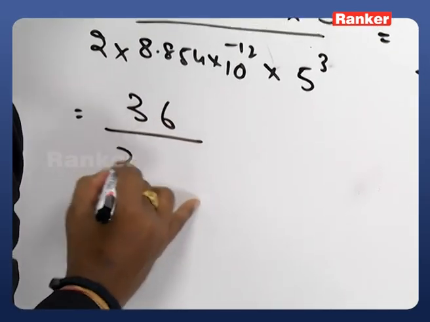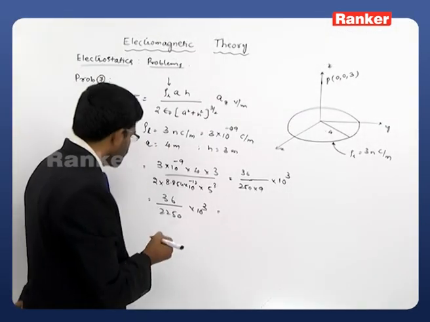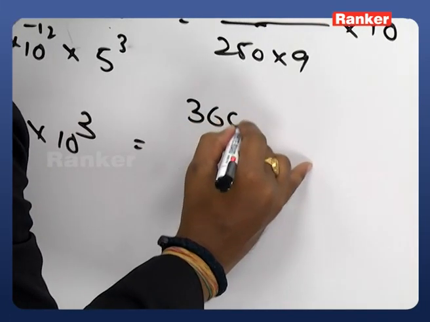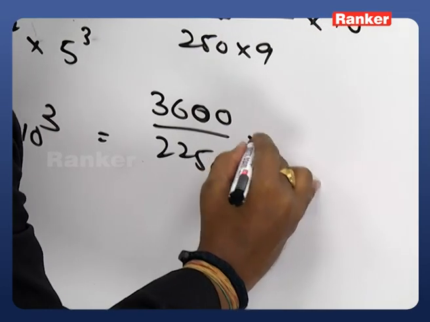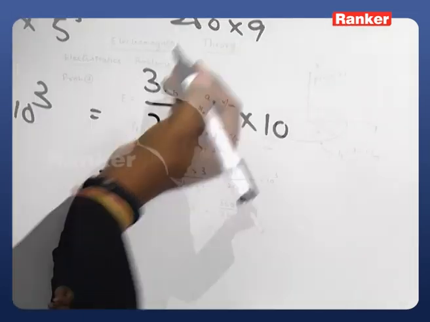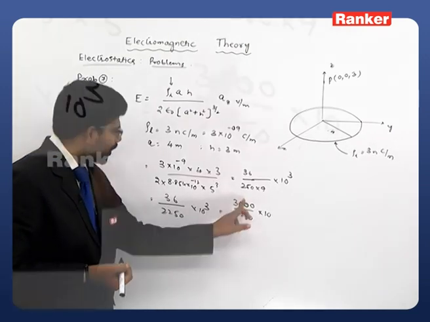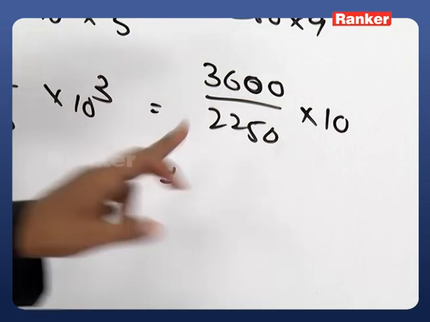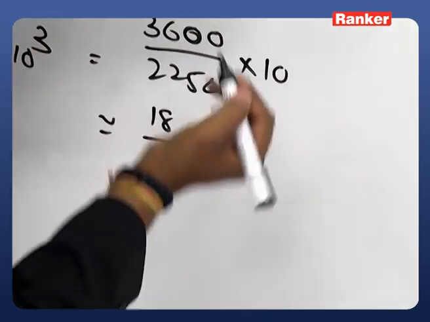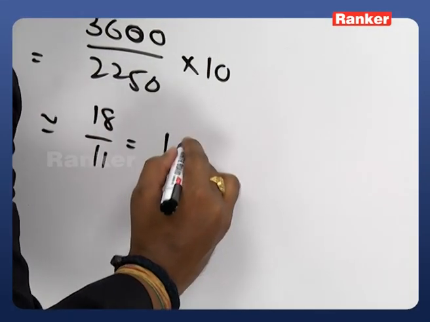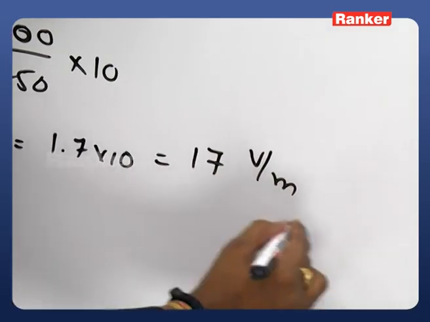So 2250 into 10 cube. So simply it is 3600 divided by 2250 into 10. So approximately, what we can write as an approximation is 36 by 22. 36 by 22 is 18 by 11, which is equal to 1.7 into 10, which is 17 volt per meter.